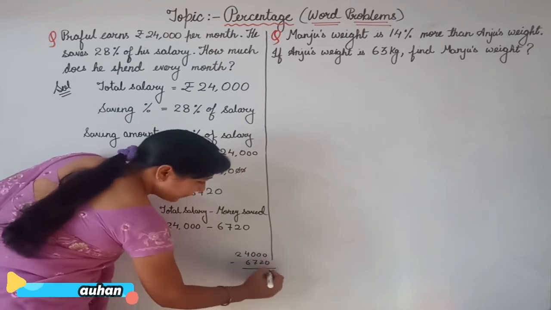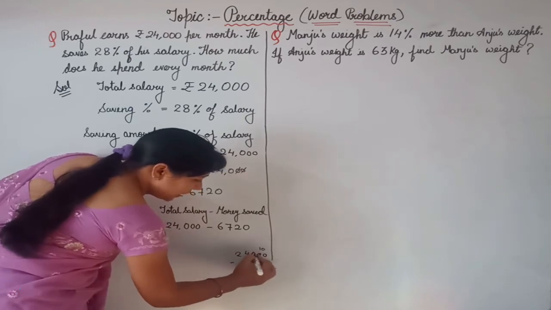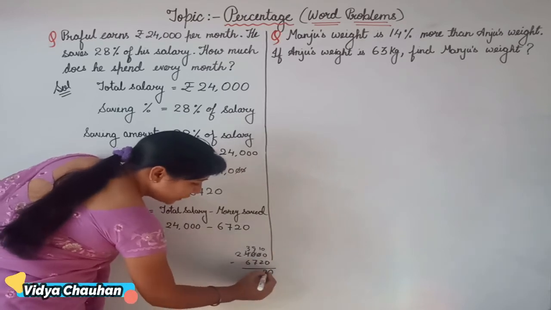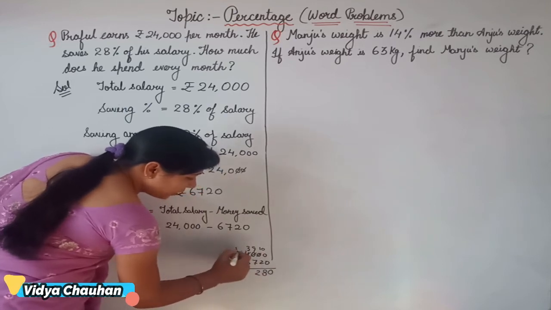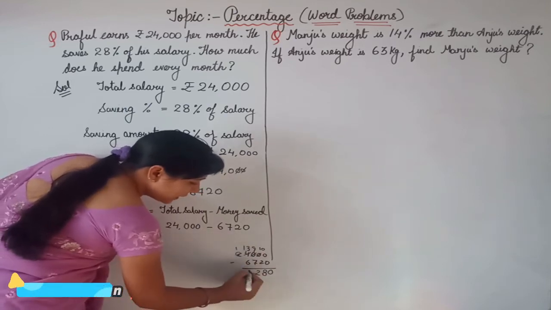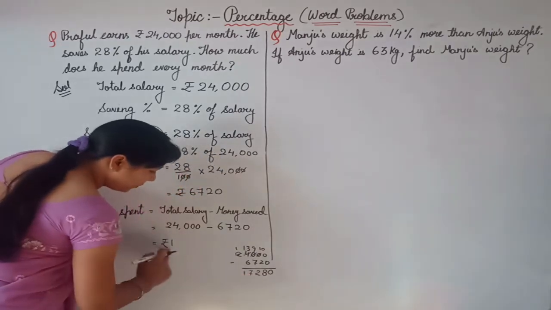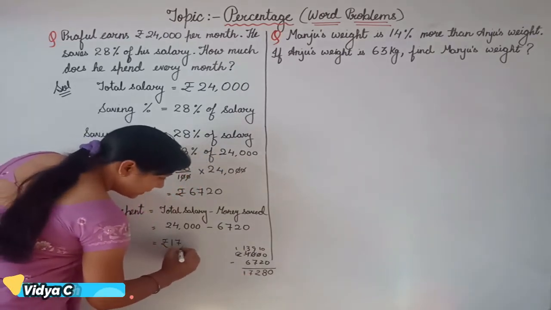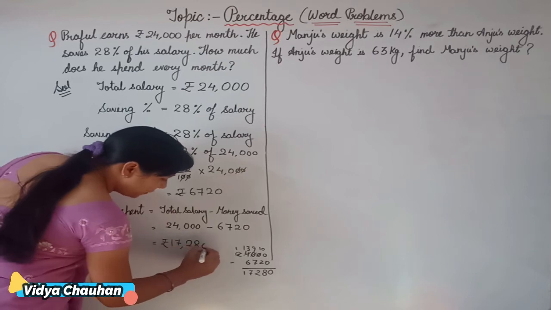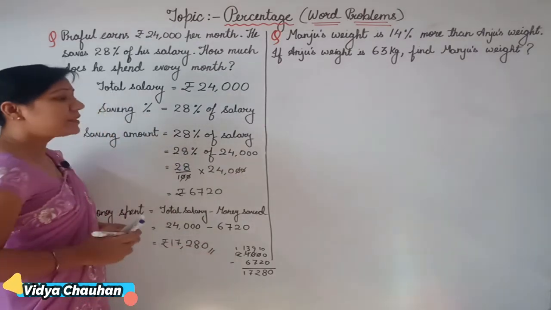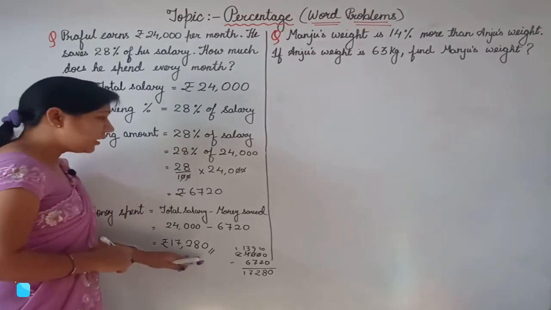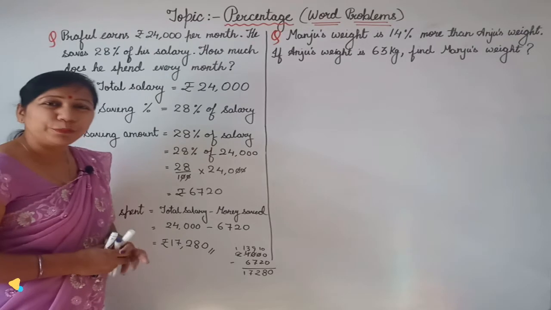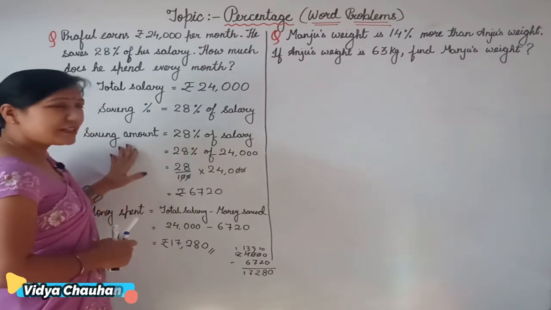So I'll be doing the subtraction here. 24,000 minus 6,720. 0 minus 0, this will become 10, this will become 9 and 3. 10 minus 2, 8. 9 minus 7, 2. This will take a borrow. 13 minus 6, 7 and 1. How much money he spent every month? 17,280. So this is the amount he spent every month, 17,280 rupees. Clear students? This solution is clear.